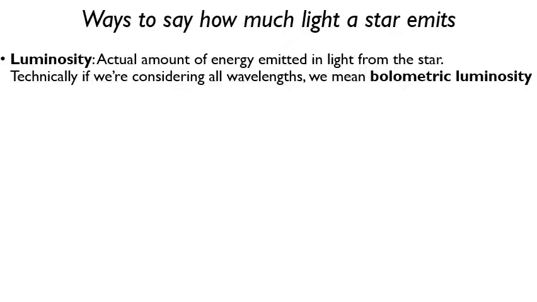So there are lots of different ways to talk about how bright a star is. An intrinsic property of the star is the luminosity, the actual amount of light energy emitted from the star, the rate of energy emission in the form of light. Usually when we're talking about luminosity, we're talking about all wavelengths, so that would really be the bolometric luminosity. But that's of course not what we measure.